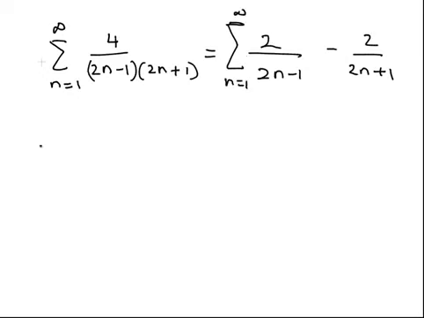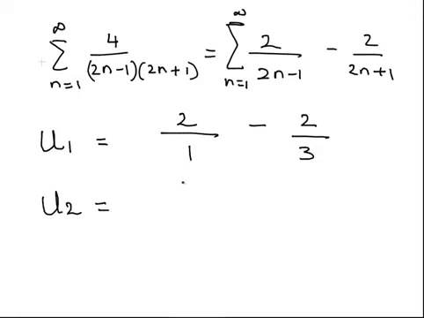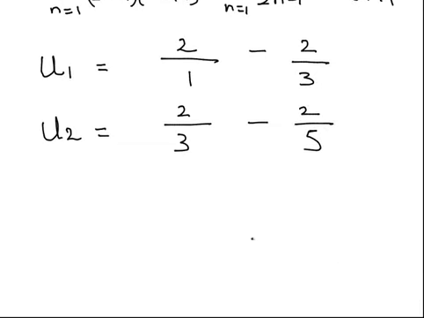Now we're going to evaluate each term to finish this off. u1 is equal to 2 over 1 minus 2 over 3. N here is 1, so 2n minus 1 gives us 1, 2 times 1 minus 1, and 2n plus 1 gives 3. The next one is u2, which is 2 over 3 minus 2 over 5. N is 2, so 2n minus 1 is 3 and 2n plus 1 is 5. And so on. u3 equals 2 over 5 minus 2 over 7, and so on. You get the idea.